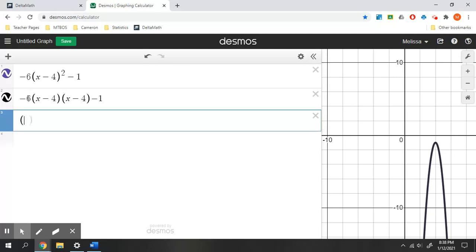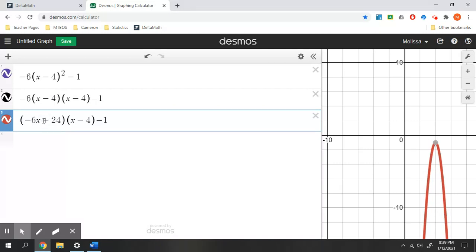First distribution, if I do this, I have negative 6x. Negative 6 times x is negative 6x. And then negative 6 times 4, that is positive 24. And I still have my x minus 4 minus 1. All right, let's go from here.